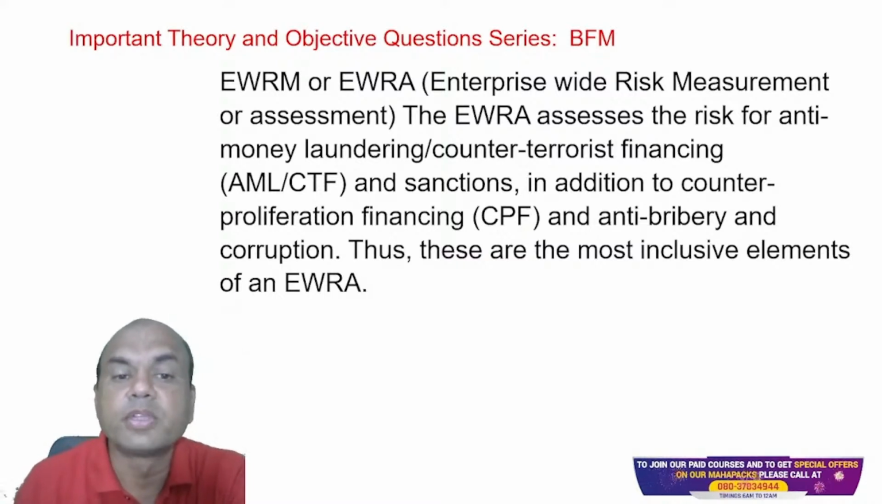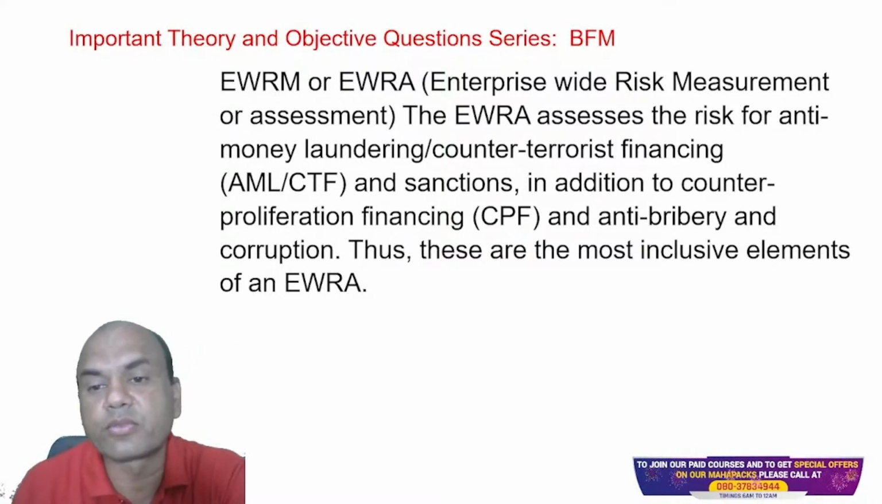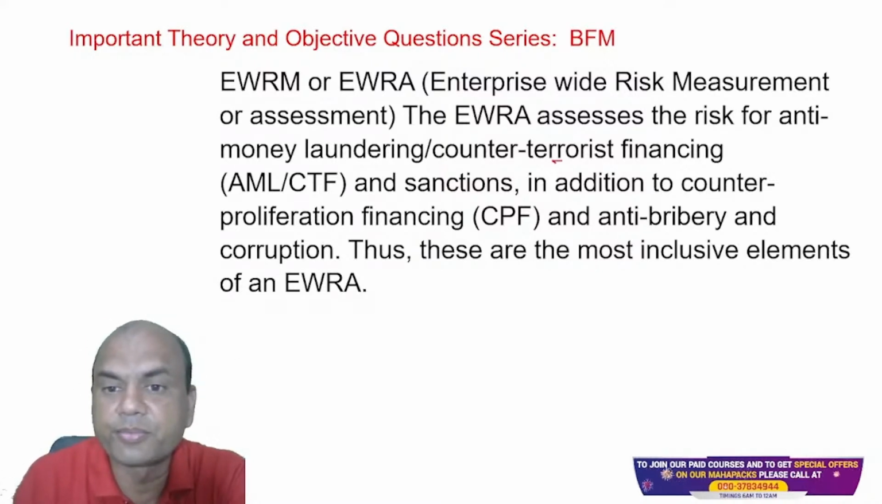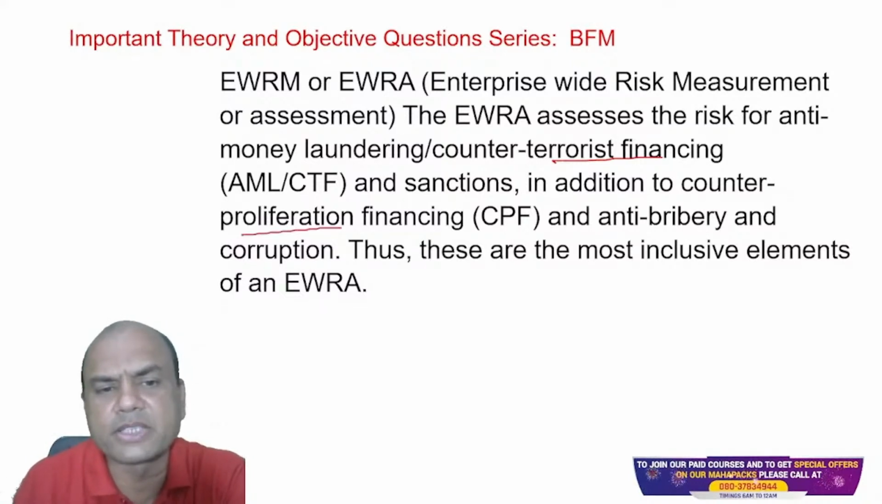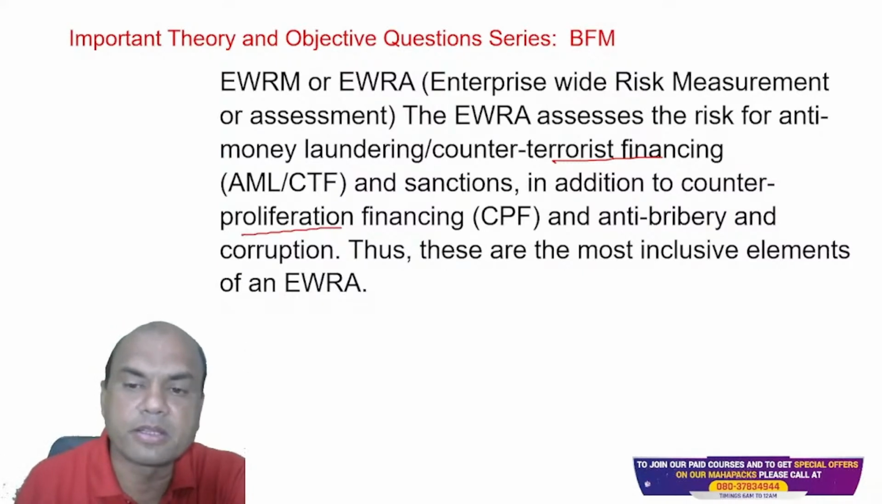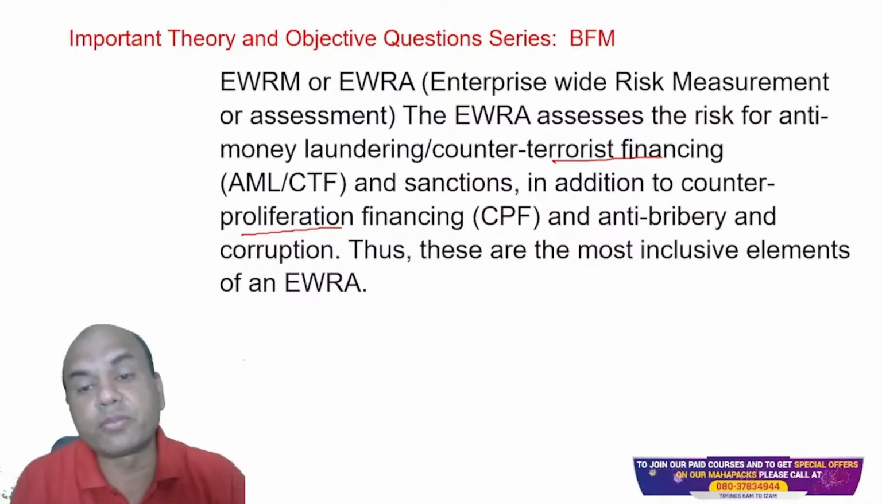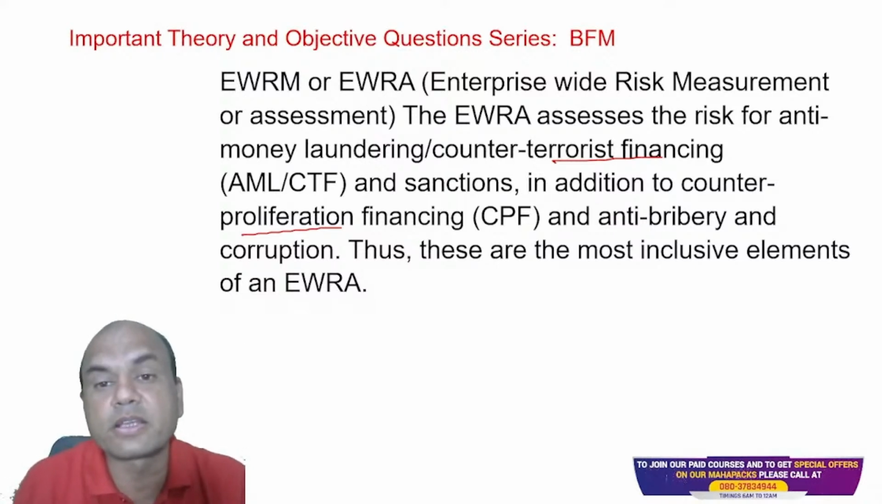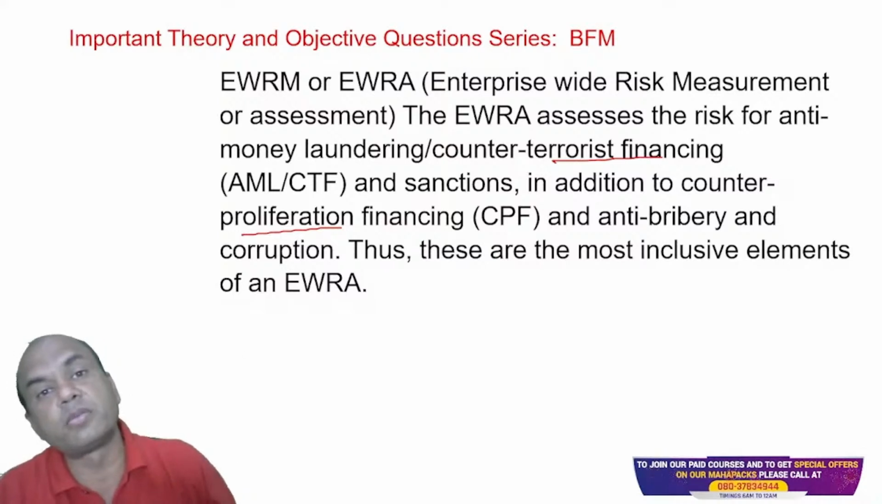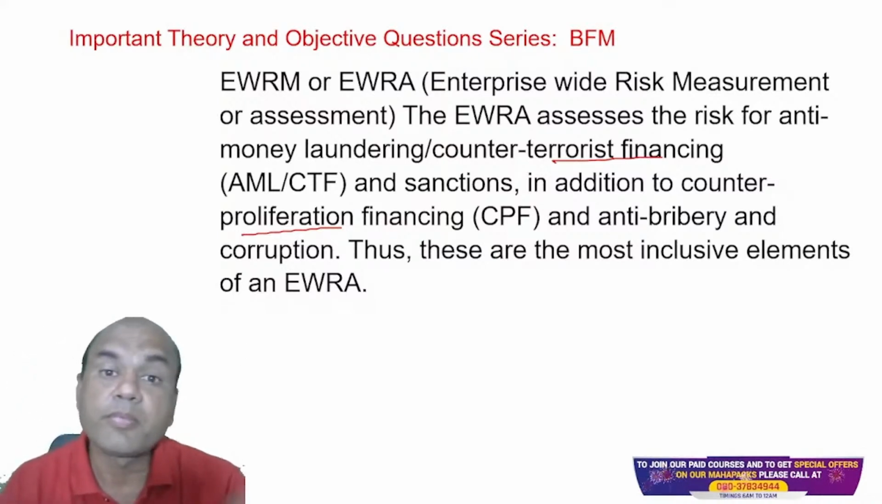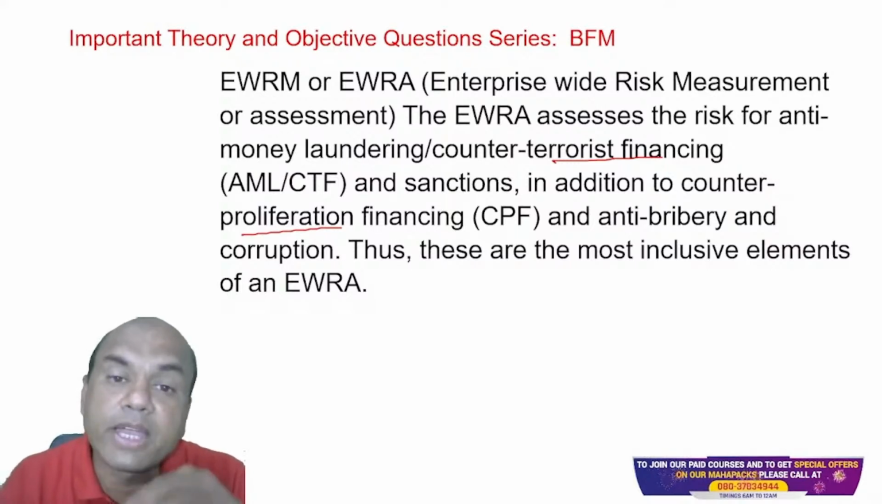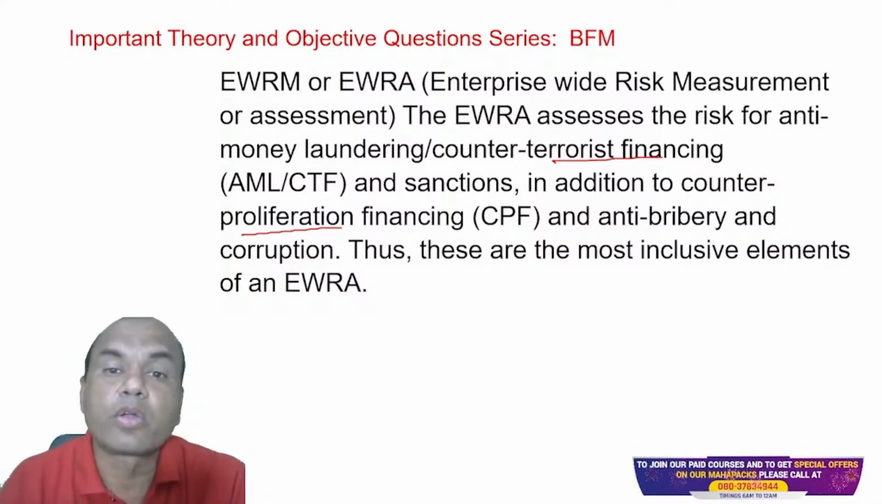So money laundering, AML, counter-terrorist financing means terrorist financing. Then second is counter-proliferation financing. This is again a type of AML only. Anti-bribery and corruption, so bribery related and corruption related. Even bribery and corruption is part of this enterprise-wide risk, because after all it's a risk, isn't it? Thus these are all the inclusive elements of EWRA or EWRM. Remember, whenever you are talking of enterprise-wide risk measurement, it means you are talking of the whole company, not of a specific section.